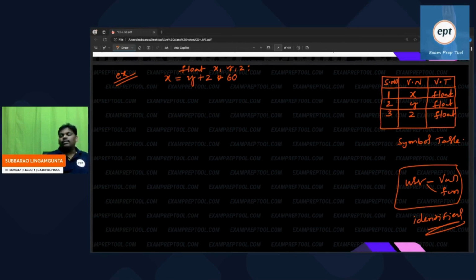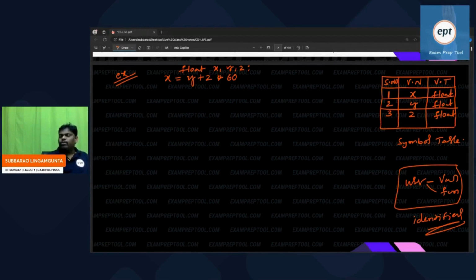What will be stored in the symbol table? Everyone, make it fast. Identifier. What is the meaning of identifier? Type also. The symbol table contains identifiers. What are the identifiers?